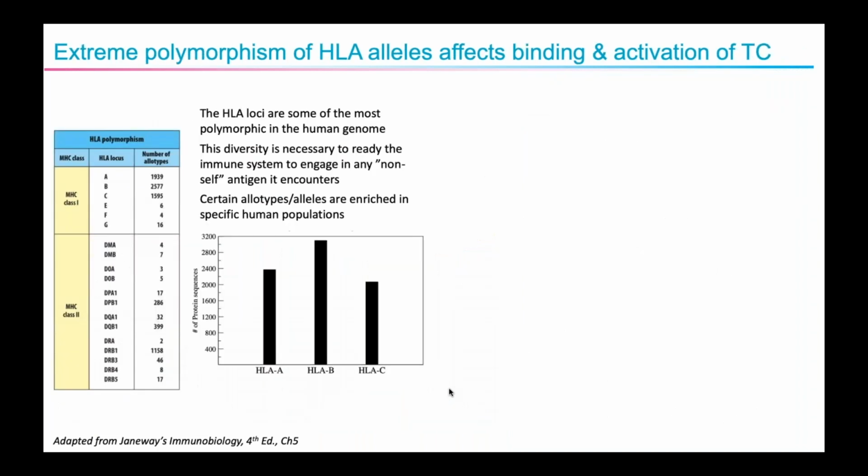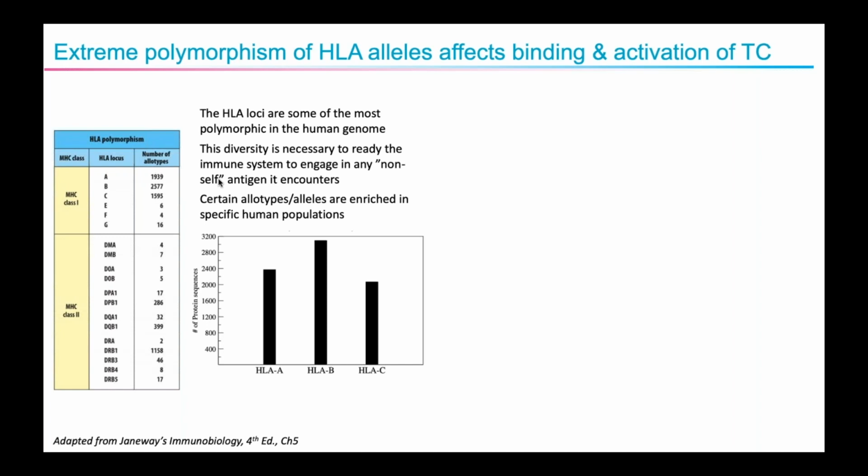Because the body needs to be prepared to encounter and respond to any antigen possible in the system, there's a huge diversity of HLA alleles that are mixed and matched in every one of us. That constitutes the HLA loci as being one of the most polymorphic in the human genome. Certain alleles or allotypes are overrepresented or underrepresented in certain populations. This figure was taken from Janeway's Immunobiology 4th edition. At the time of that publication, these were the counts of the different alleles of the different classes. For sure, it has increased since then.